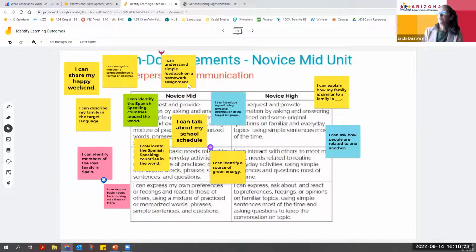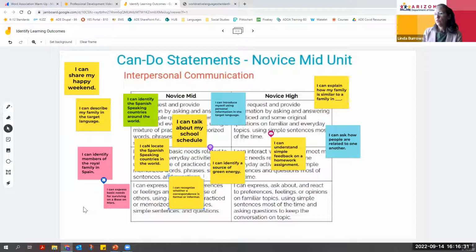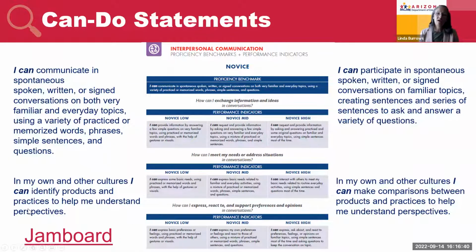I can understand simple feedback on a homework assignment. I can recognize whether a correspondence is formal or informal. These are great. Wonderful. All right. So basically now I'm going to take us back to our PowerPoint here. We have gone through all 5 of those steps of identifying our learning outcomes.